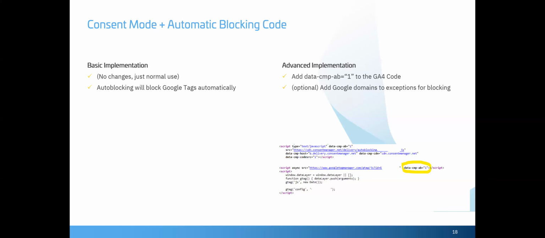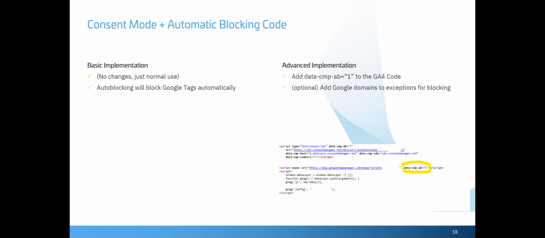So if you're using consent mode and basic implementation plus automatic, or advanced implementation plus automatic, etc., all these things you will find in our help. We'll just go through them real quick. If you use the automatic blocking code and you want to use the basic implementation, there's basically no change. You do the implementation as you always do.